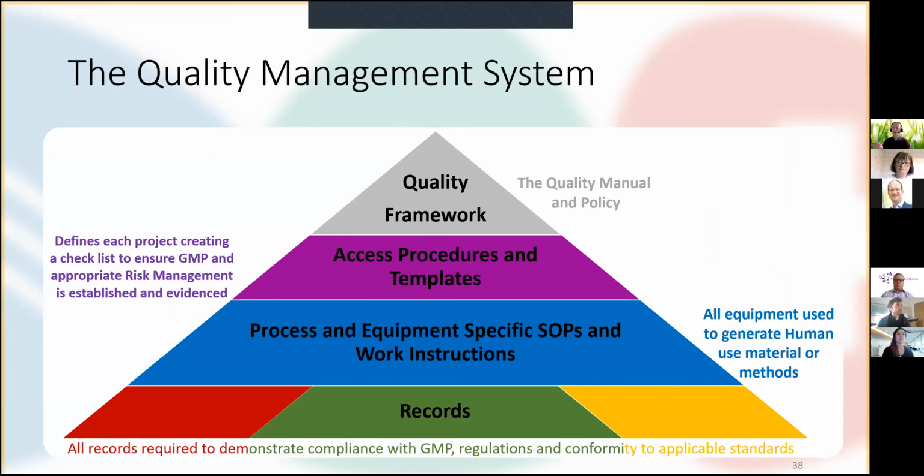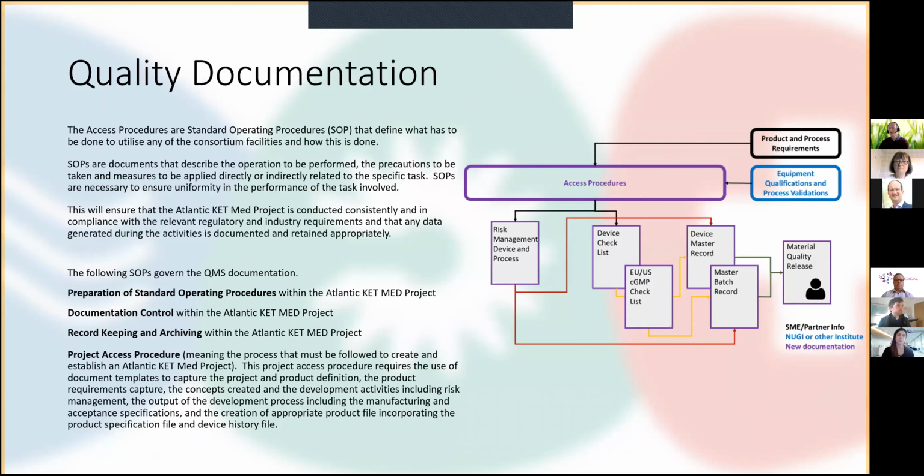So the why and the how at the top, the access procedures to how you use the equipment, and then the very specific process and work instructions. And the pyramid base is, of course, the records that are used to demonstrate compliance with GMP and regulations. A reminder of the context that you've actually seen, and that this has led to the generation of the procedures, which will be added to as time goes on and the projects actually run. The key ones being documentation, record keeping, and the access procedure itself.